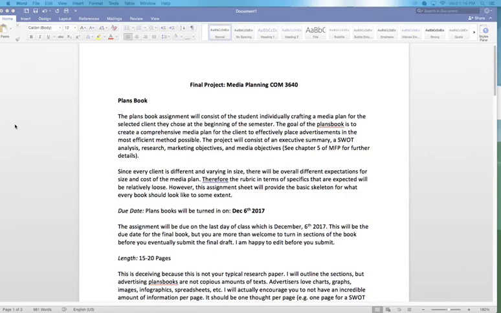So overall expectations in terms of size of the campaign as well as costs of the media plan are going to differ. So I can't hamstring y'all and string this all together into saying that the rubric is going to be very tight in this case. And in advertising in general, we tend to keep it kind of loose in terms of the things that we want. However, this assignment sheet will provide the basic skeleton for what every book should look like, to some extent. As aforementioned, this will be due on the 6th.